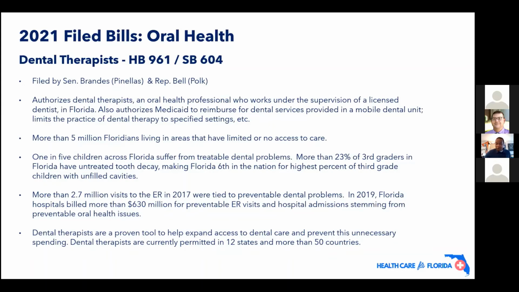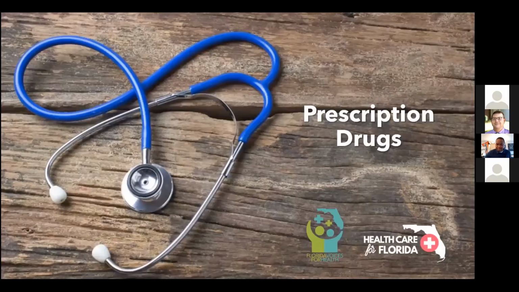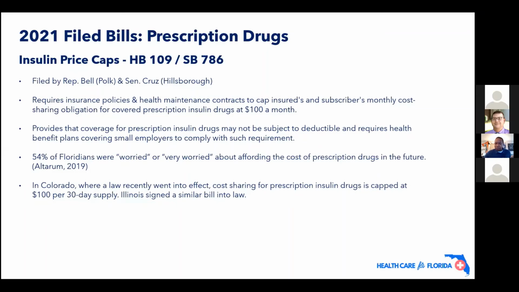Now, next we'll move on to what feels like the most expensive part of the healthcare system, and that's prescription drugs. A popular proposal that we're seeing in legislatures across the country is capping the price of insulin across all health insurance plans. This was a bill that we saw last year, and it's returned this year on a bipartisan basis, which is nice. But House Bill 109 and Senate Bill 786 from Representative Bell and Senator Cruz caps the cost-sharing obligations for plan enrollees at $100 a month.